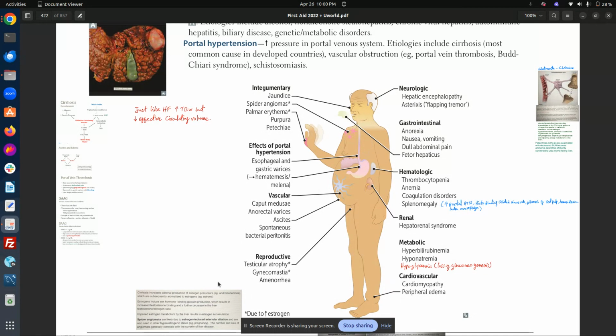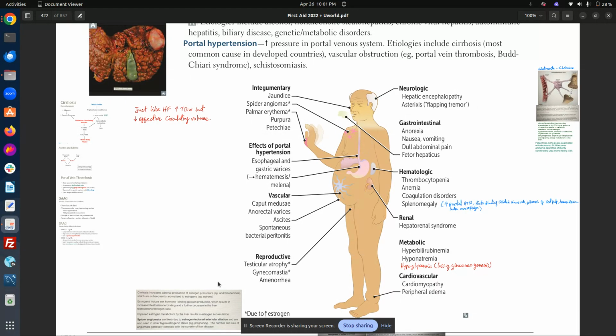Because when there is cirrhosis, there is increased adrenal production of estrogen precursors like androstenedione, and then these estrogen precursors are aromatized into estrogen like estrone. Okay, there will be an increased level of estrogen, and there will be an increased level of sex hormone binding globulin. That sex hormone binding globulin will bind more free testosterone than estrogen. So the level of free testosterone will get low, and the level of estrogen gets high.